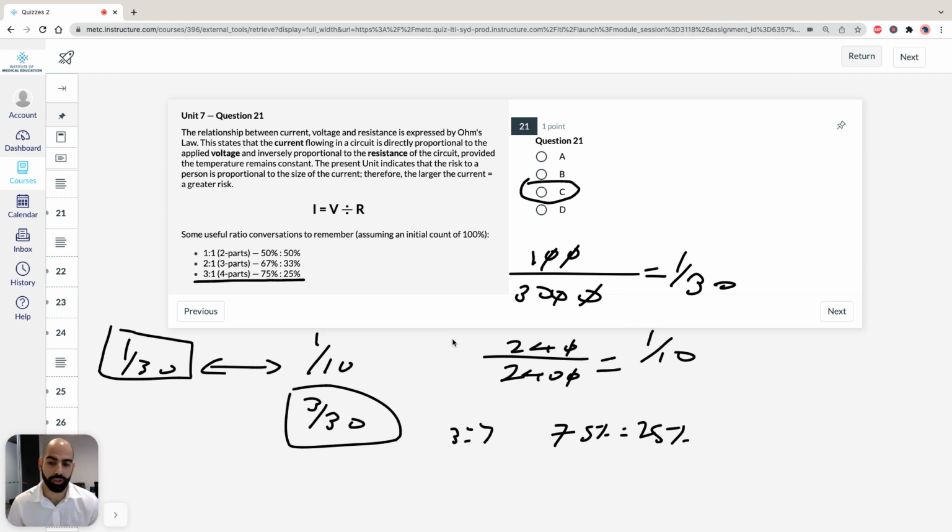Again, with these sorts of questions, working with ratios doesn't have to be difficult. Just conceptualize here what we're doing. We've got for the 240 volt, the current is going to be 3 over 30. For the 110 volt, the current is going to be 1 over 30. Clearly, you're going to have a 3 to 1, so there's 4 parts. It's going to be 75% to 25%. Therefore, your answer is going to be C.